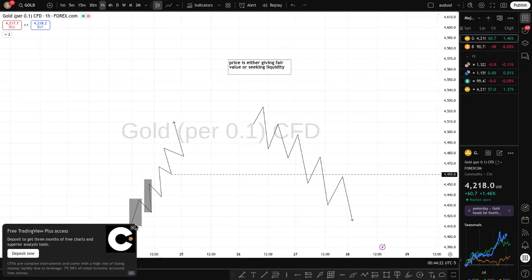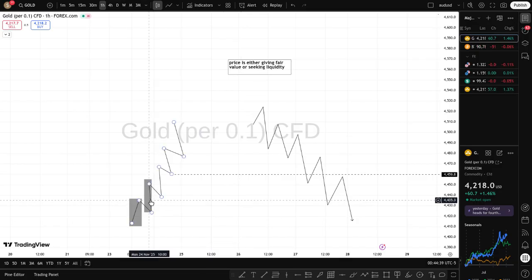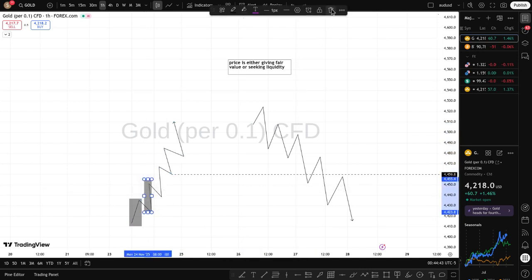Because I promised you that knowing what I'm about to teach you is going to give you at least a 60 to 70% win rate on your trades, especially on gold. Now this is what I mean. Now here's how price moves. Price usually only gives fair value in a single region. Let me delete these rectangles. Price only gives fair value once in a certain region.